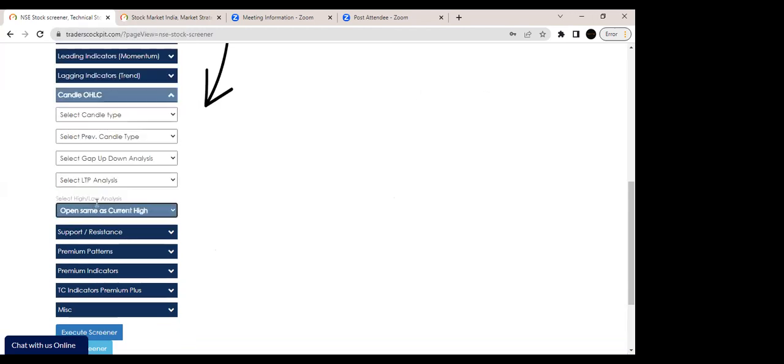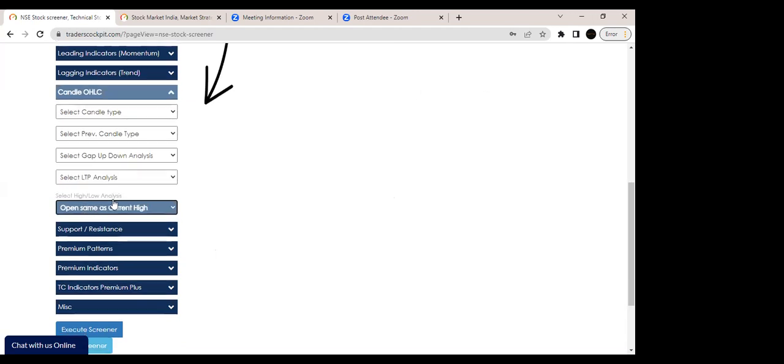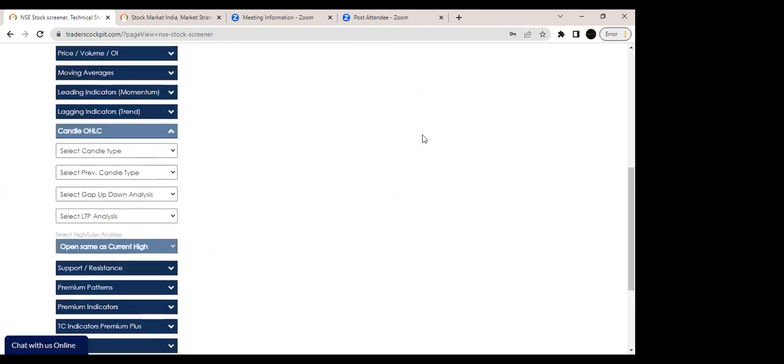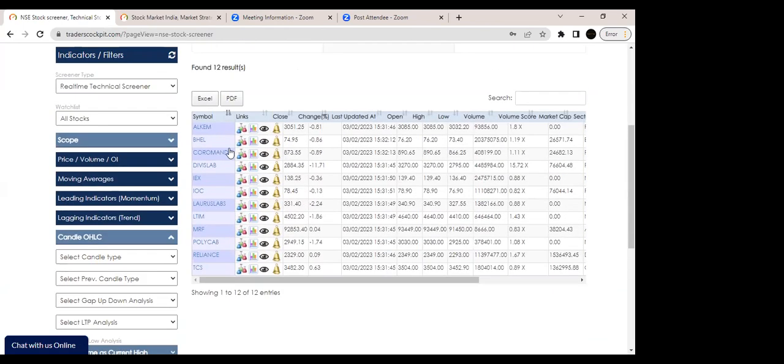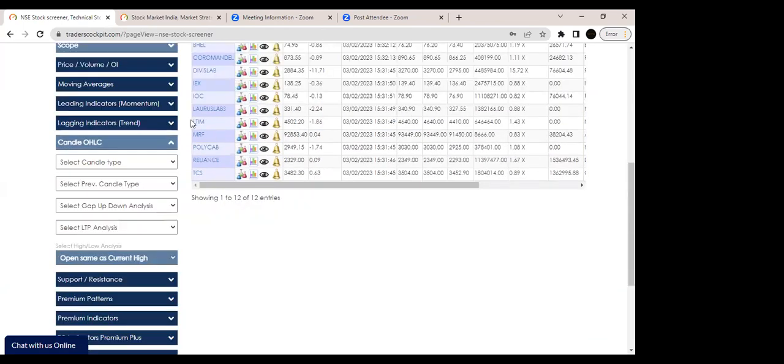So this is a downtrend symbol which I have chosen. Open is equal to the current high. If you execute the screener, out of 180 plus stocks in the derivative segment, you will get the stocks which are trading with open equal to current high, what we just discussed in Bharti Airtel.